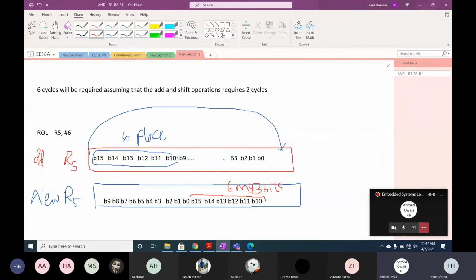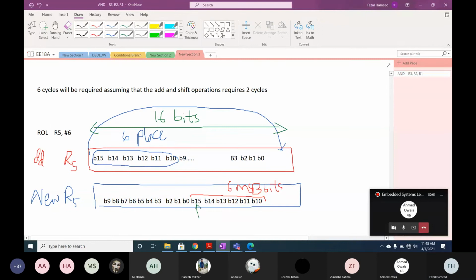Okay, let's assume, what was the size of R5? What is the size of R5 in this particular example? These are 16 bits. So first, the MSB will be moved. B15 will be moved. Then B14 is moved, then B13, then B12, then B11, and then B10 is moved.